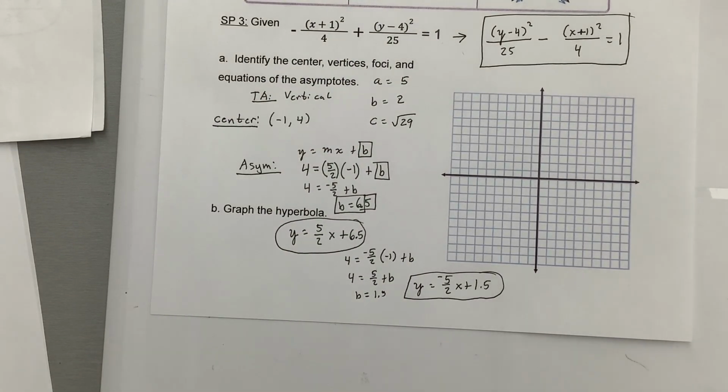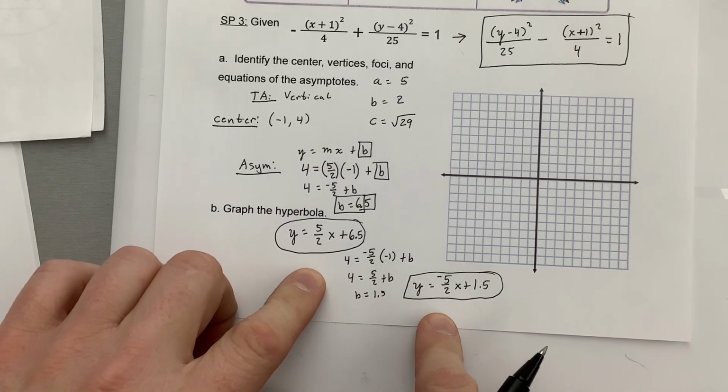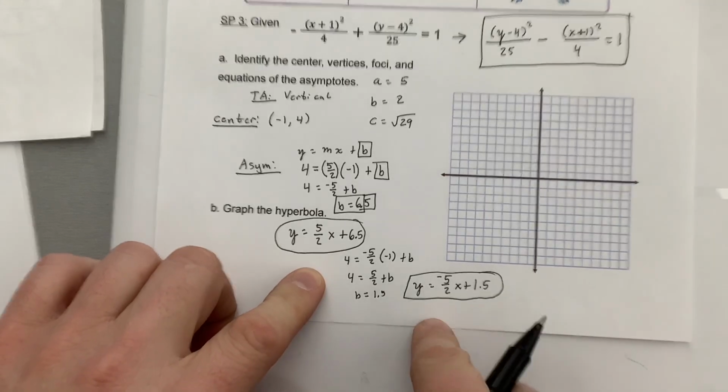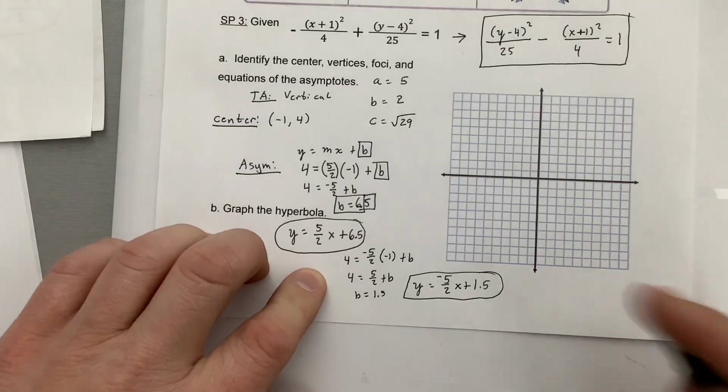How complicated do we need to make our lives? It depends on how they ask it. If they ask you to identify the asymptotes and actually write out the equation, unfortunately you're going to have to do this mess. Let's say they don't ask for these and they just ask you to graph it. There's kind of a cheater's way around it.